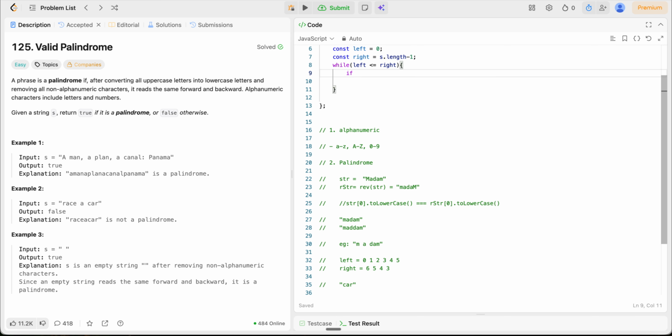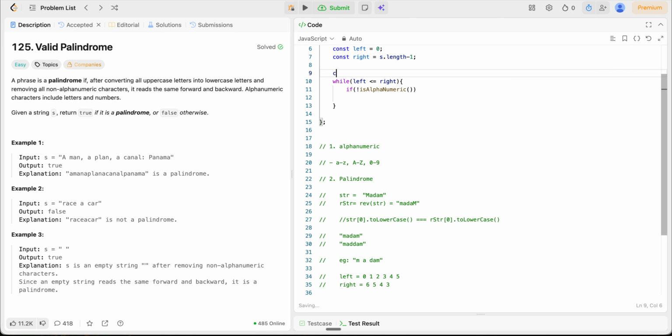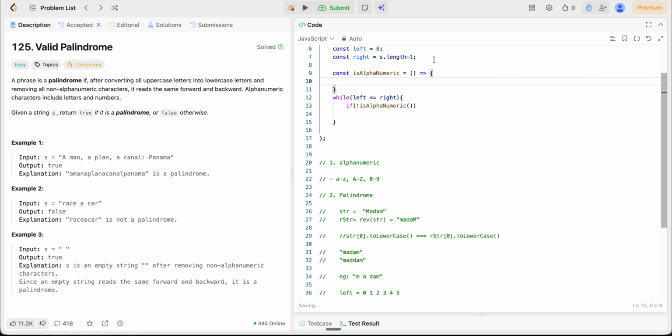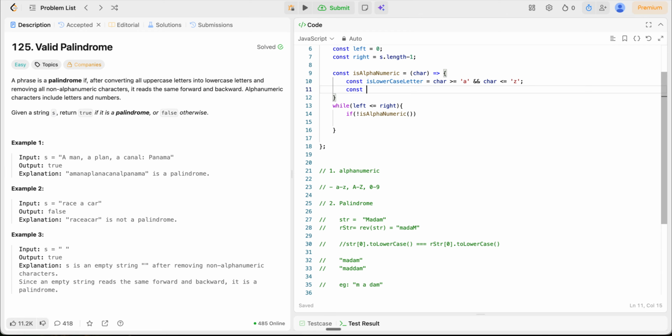Now let's say if not of is alphanumeric, right? Let's also write a function for determining if it's alphanumeric or not. In this case, we will read a character. Now let's say is lowercase letter. In this case, if the character is greater than or equal to small a and the character is less than or equal to small z, then we can say that it is a lowercase letter.